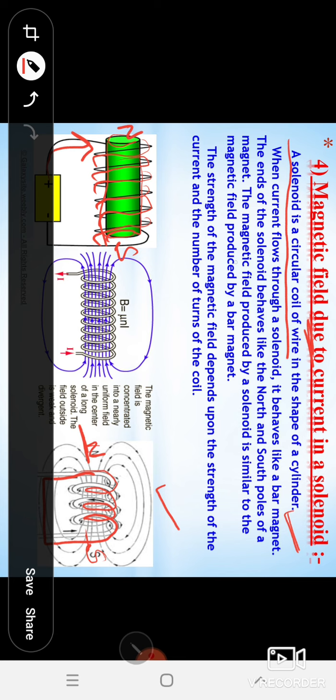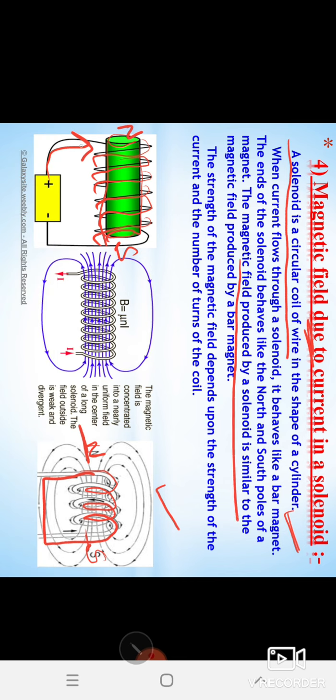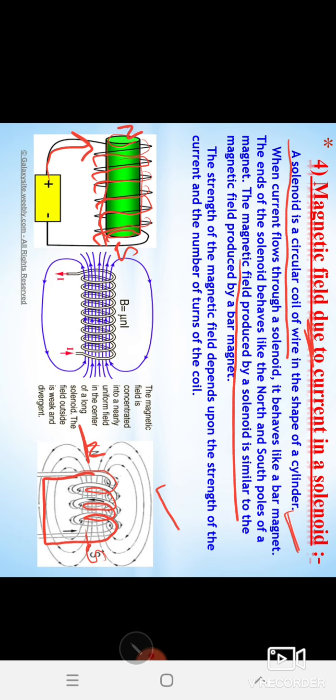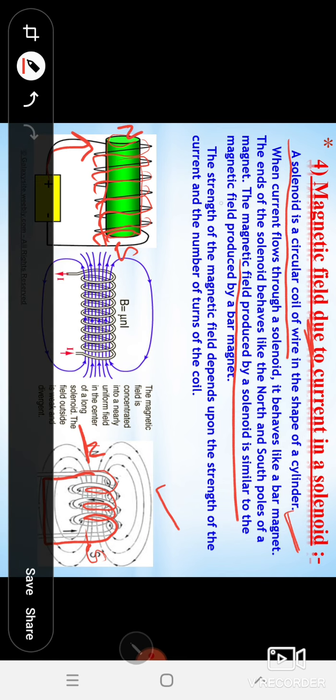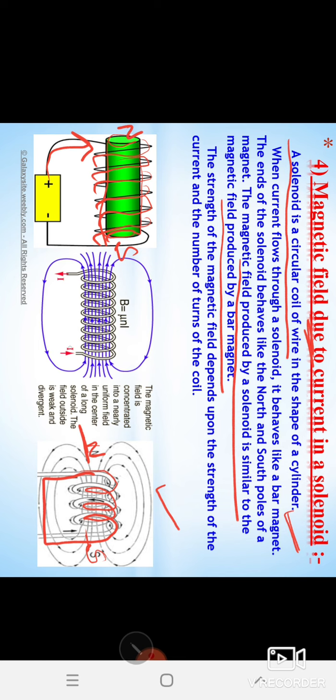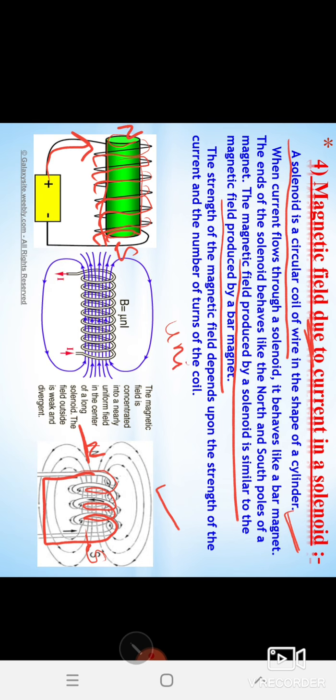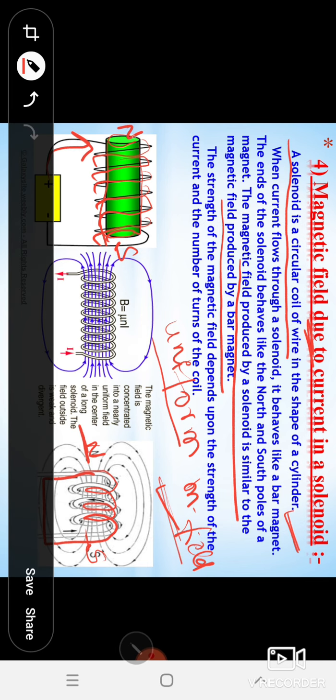Whatever magnetic field is produced by the solenoid by passing the current is the same as the magnetic field produced by the bar magnet. And one more important point: in the solenoid the magnetic field produced is always the same at all points, hence it is called a uniform magnetic field.